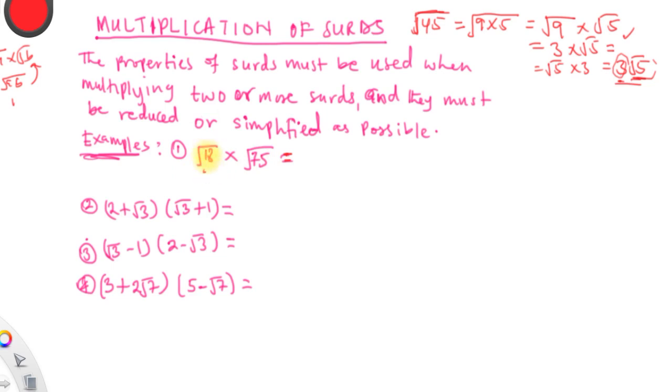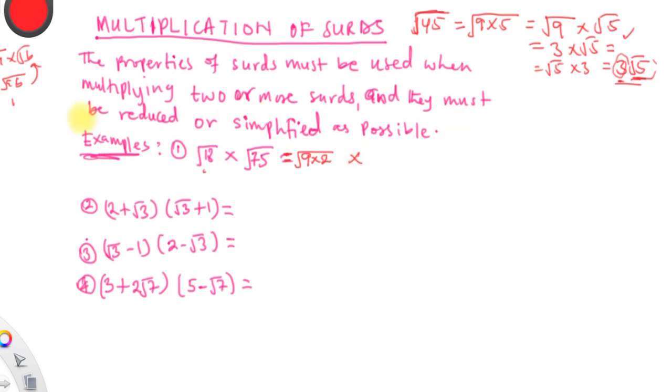So we look for the highest perfect square, which is what? A factor of 18. So what is that perfect square? It is 9. 9 times what? 9 times 2 is 18. So 18 is the same as 9 times 2. Then you put it under the square root sign. Okay.